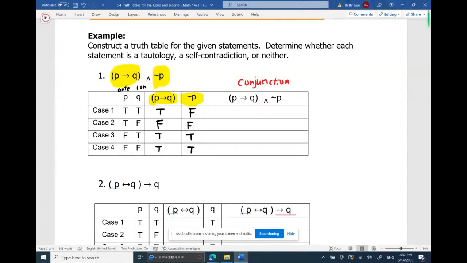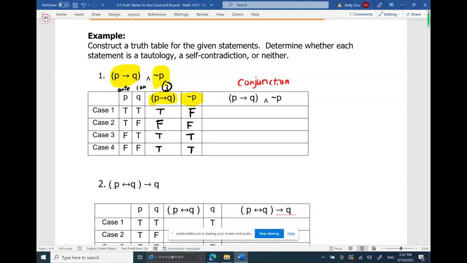Okay, that's column 3. You can pause or repeat this part. For a conditional, column 3, this column has antecedent P, consequence Q. For that conditional to be false, P has to be true, Q has to be false. So that's the second case. And in all other 3 cases, the conditional is true.